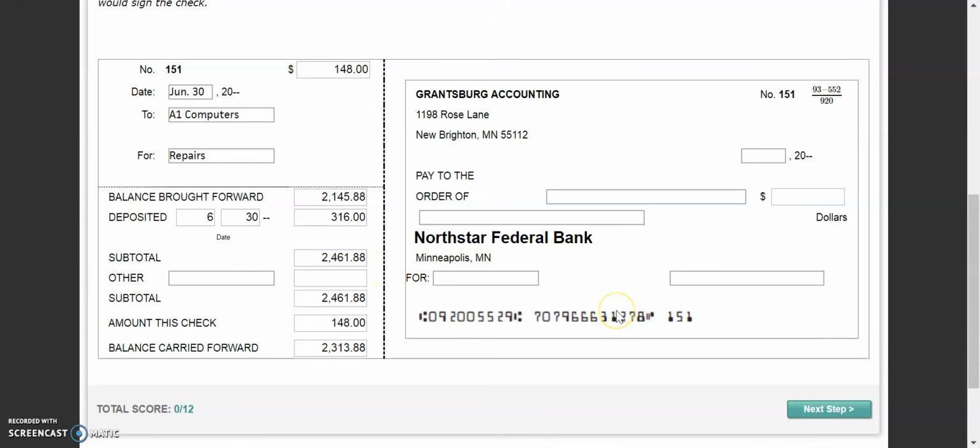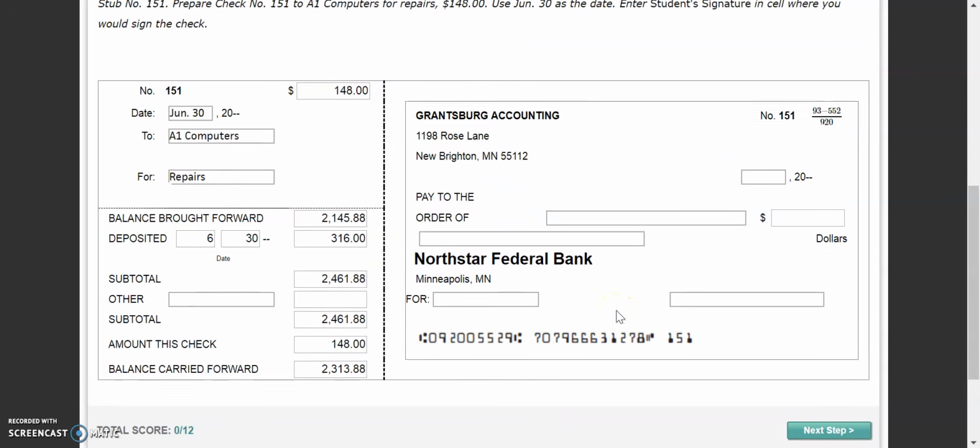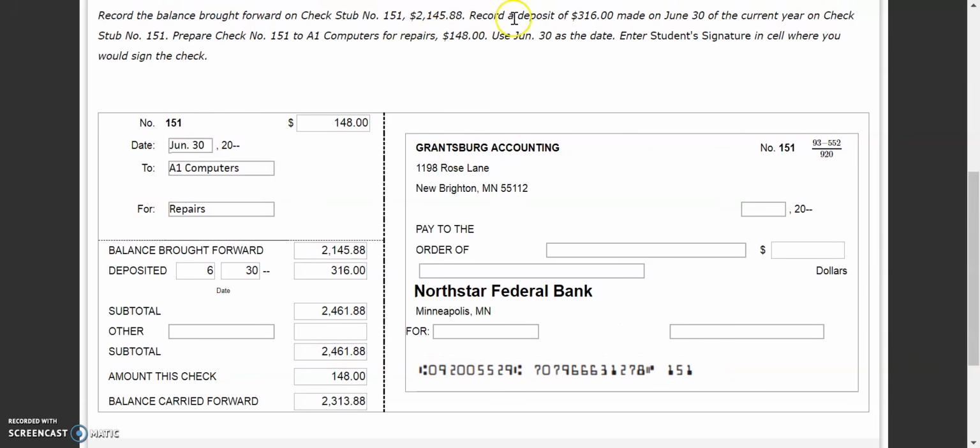Okay. Next, we want to go over and fill out our check with the same information that we have up here. So the first thing we do is we put our date, which is June 30th. We are paying this check to the order of A1 Computers. And then we have our dollar amount. So our dollar amount for this check was 148. And then we have the spot where we need to write it down in words.